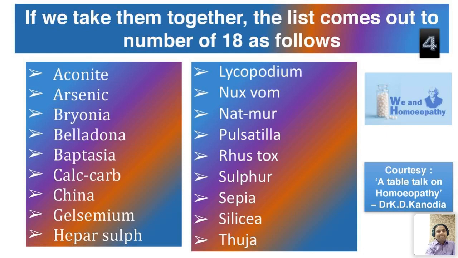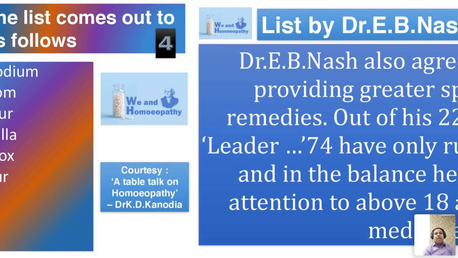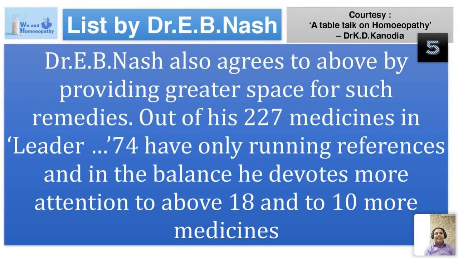Okay. So we have these 18 remedies. You can see, even in this COVID pandemic, what we had: arsenic, bryonia, sepia. See the foresight of these people. Dr. Nash also agrees with the above by providing greater space for such remedies. Out of his 227 medicines and leaders of homeopathic therapeutics, 74 have only running references, and in the balance, he devotes more attention to the above 18. So we have this above list of 18 remedies.